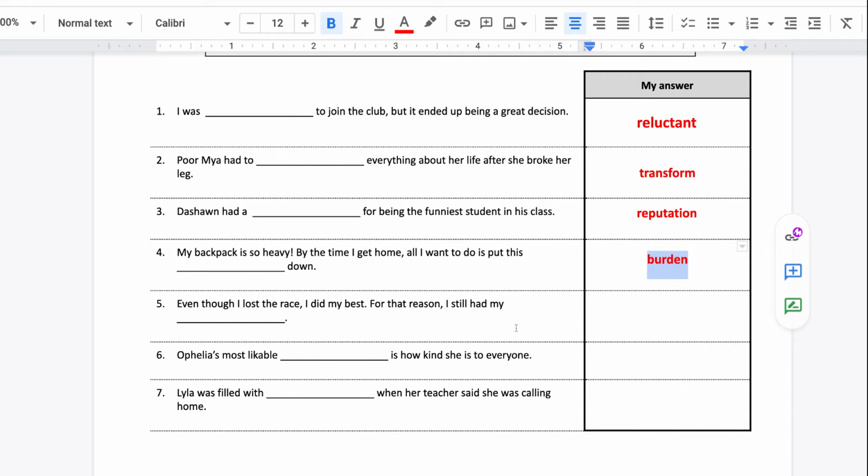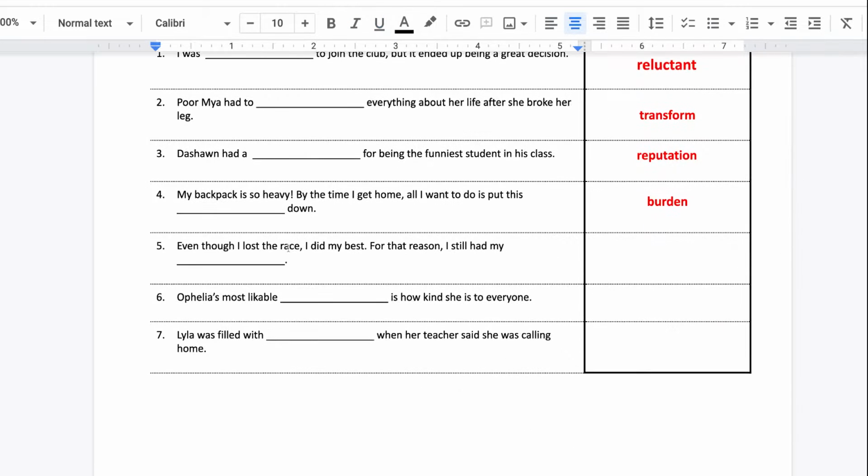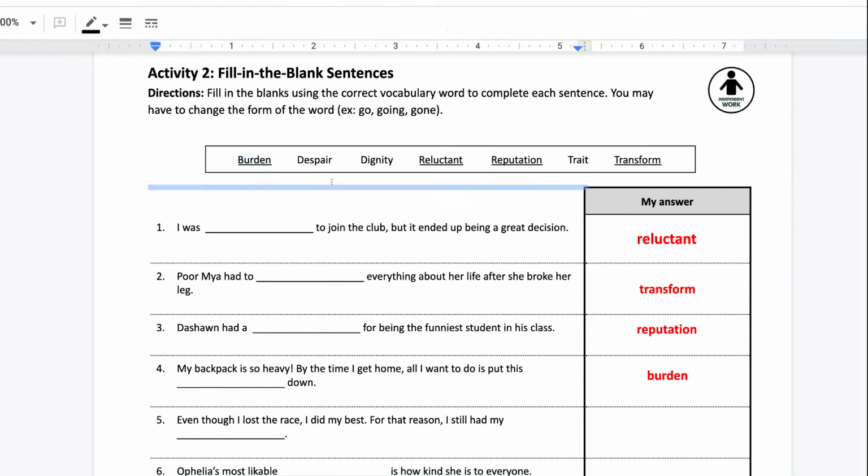All right. Number 5. Even though I lost the race, I did my best. For that reason, I still had my blank. So what we have left, even though I lost the race, I still had my burden. Oops, we didn't use that word. We've already used burden, so that doesn't make sense. So even though I lost the race, I still had my despair.